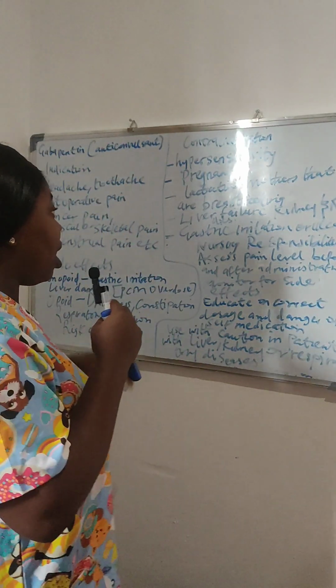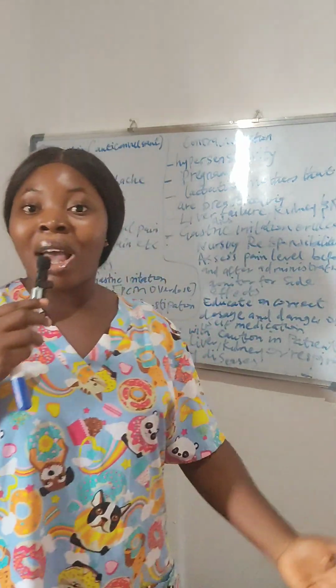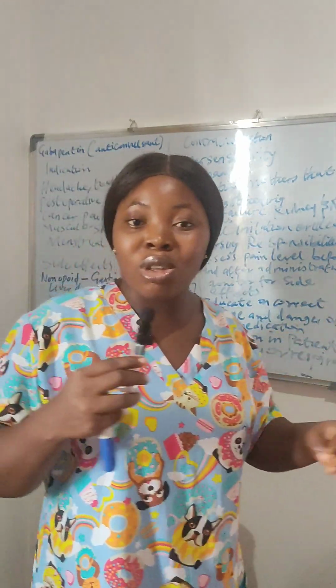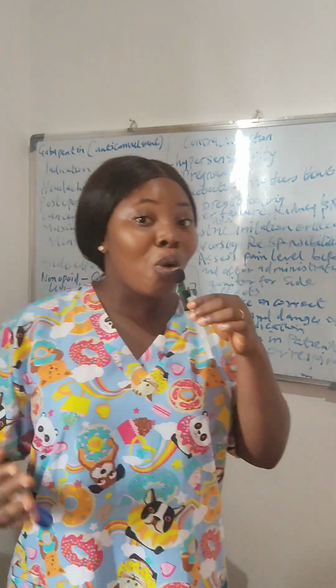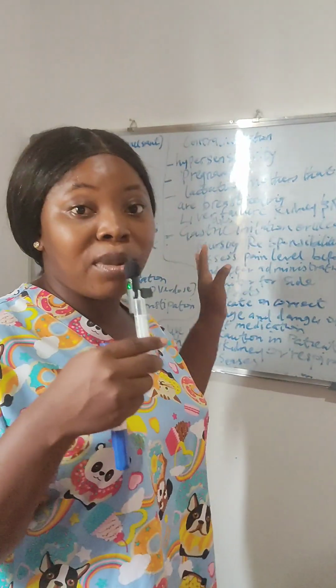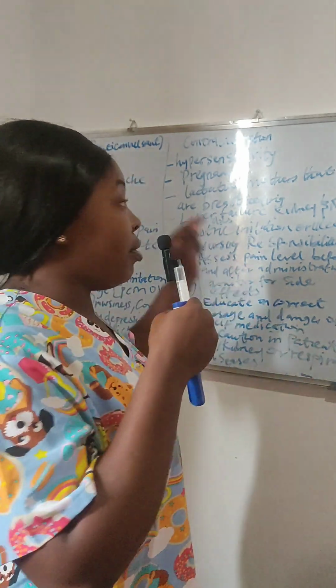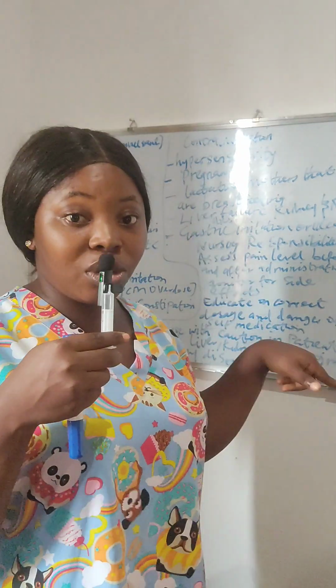So do not give. And anybody that has gastric irritation or ulcer, that is why if they want to prescribe a drug for you, they'll ask you, do you have an ulcer? So that they will know the type of drug to give you. Or even if they prescribe this analgesic for you, they're going to give you an antacid. It's going to prevent gastric irritation.